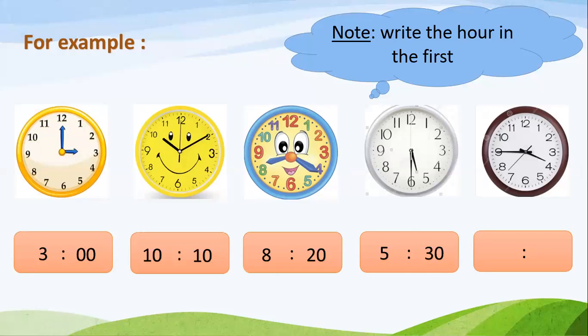The short hand points to which number? 3 or 4? The short hand shows the hours. It points between 3 and 4. I will write 3 or 4? I will choose the small number. If it points between 2 numbers, I will choose the small number. So I will write 3. The long hand, this long hand that points to 9. In minutes, I write 9.